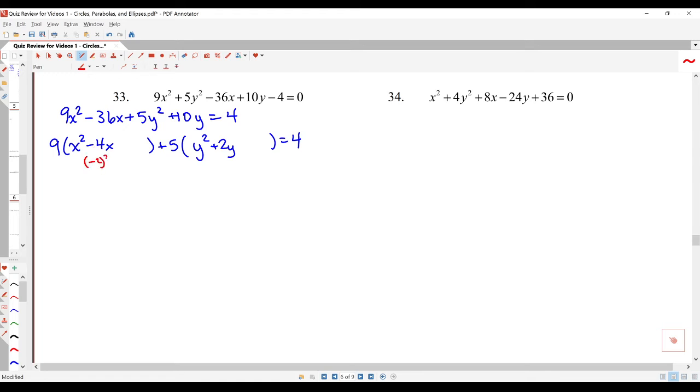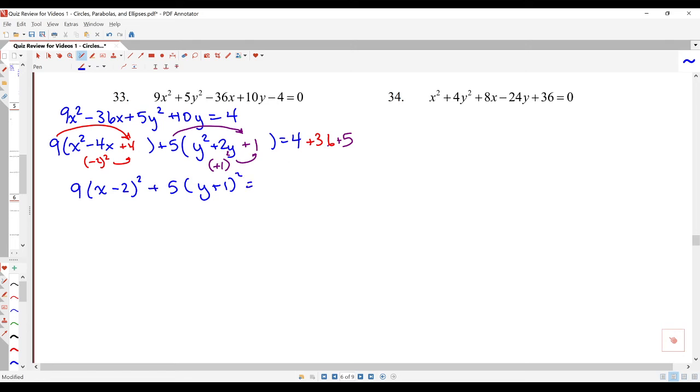Take half of the middle term, square it. It's plus 4, which is a net change of 36. So we need to add 36 to the other side. Half of 2 is 1, squared is 1, a net change of 5. So we now factor the left side, so I get 9 times x minus 2 squared, 5 times y plus 1 squared equals 4 plus 36 is 40, plus 5 is 45.